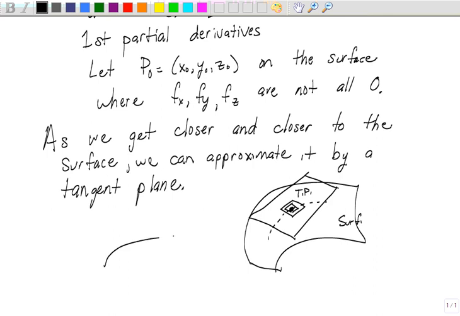Just like with a curve, we can approximate it with a tangent line at a point on the curve, and really close to that point, the curve and the tangent line are almost the same. So it's the same idea here, but here we're talking about surfaces and planes.